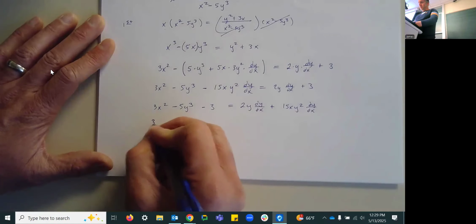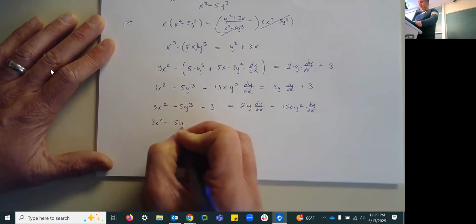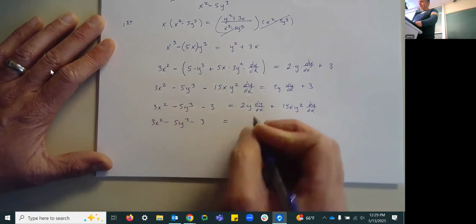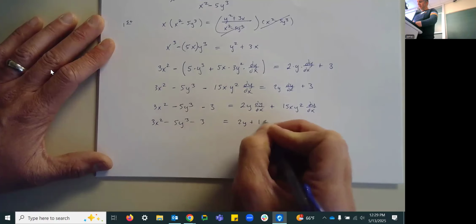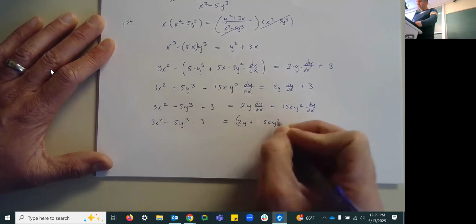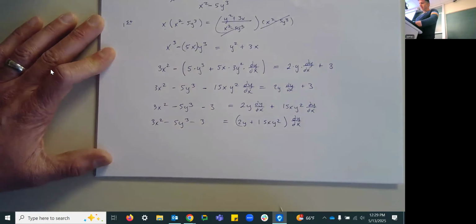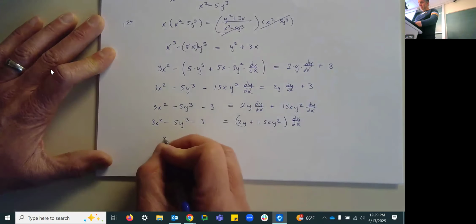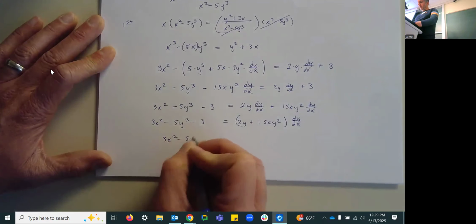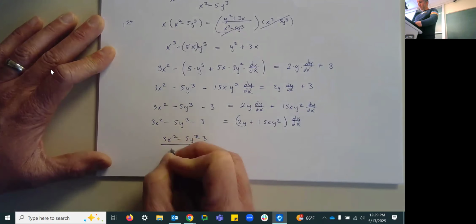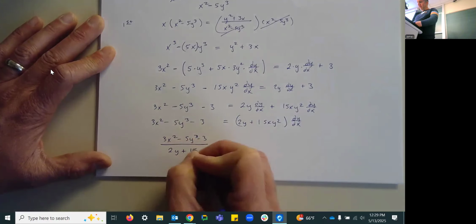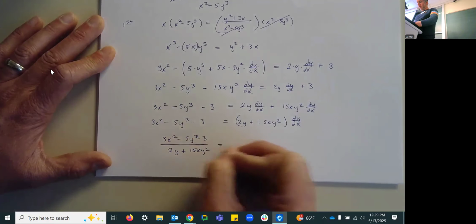So then a couple more steps here. Same thing on the left. On the right-hand side, I have 2y plus 15xy squared, all times the factored out dy dx. And then finally, dividing both sides by that, I'm going to get 3x squared minus 5y cubed minus 3 over 2y plus 15xy squared equal to my derivative.